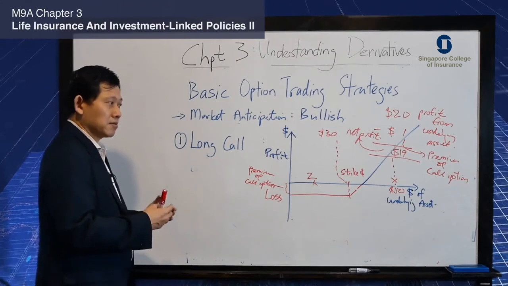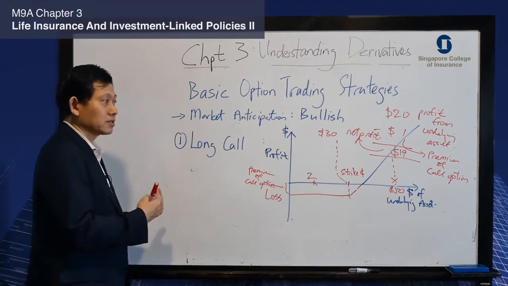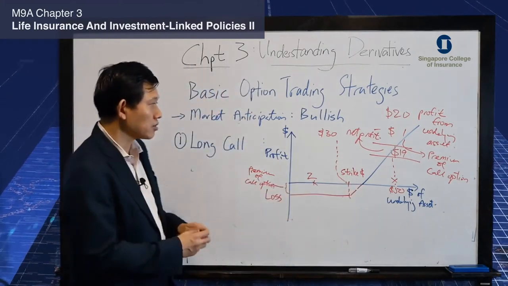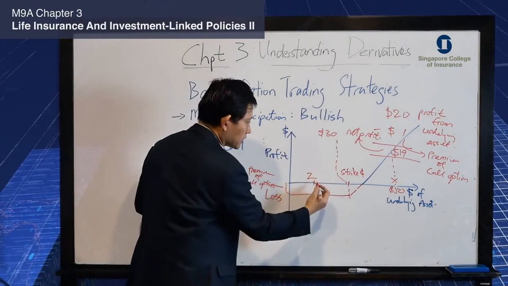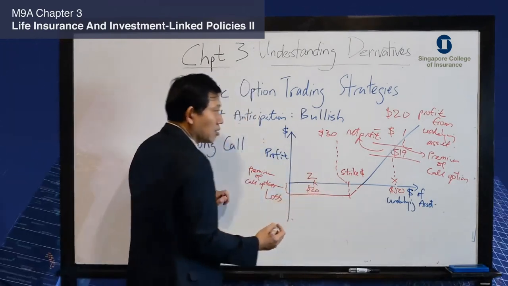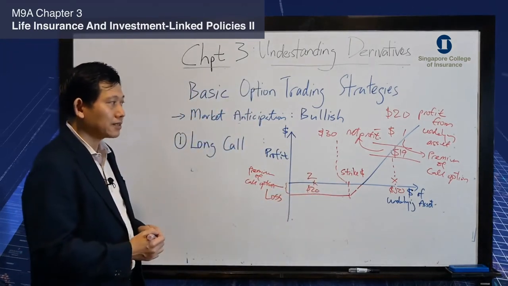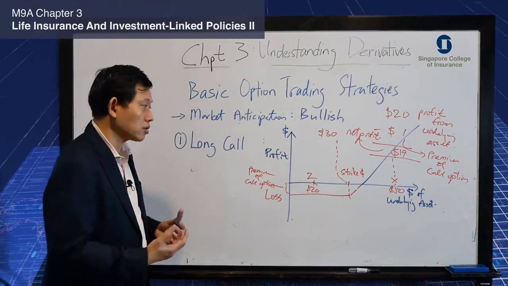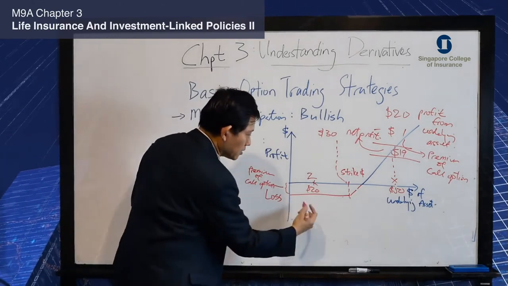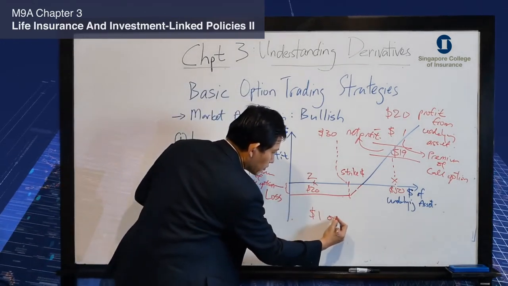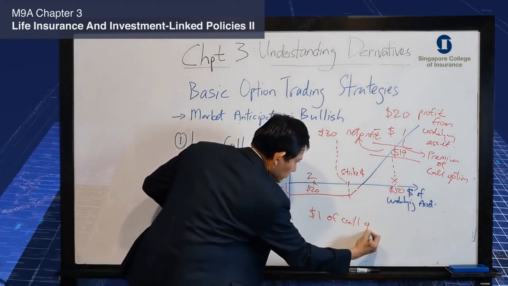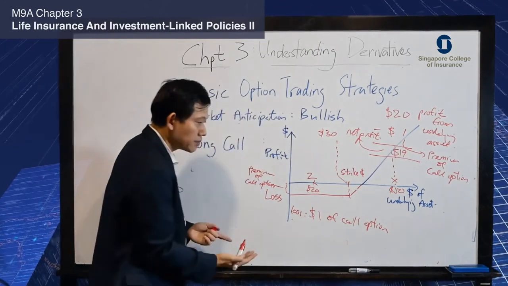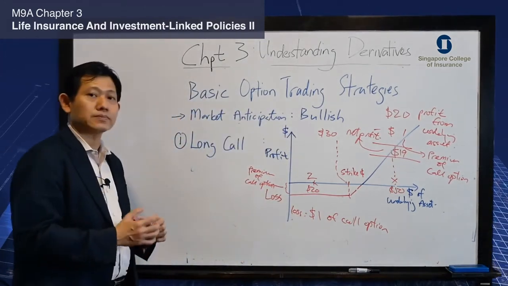You might ask, what is the downside risk? The downside risk will be, at the point of exercising, shares of the underlying asset fall below $30. Let's assume it's here, it's $20. All you need to do is to let the call option lapse. So, what is your loss? Your loss will be the $1 of call option. This is your loss. Your loss is limited to the price that you pay for the call option.